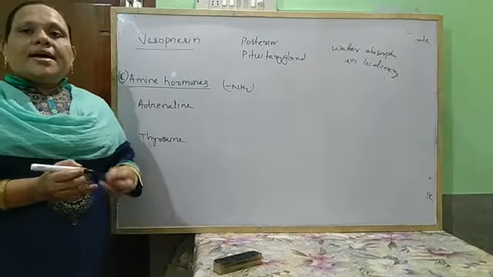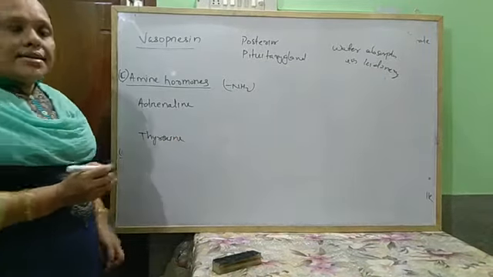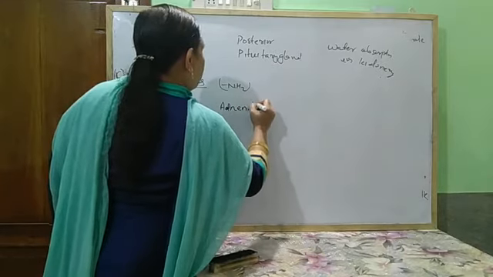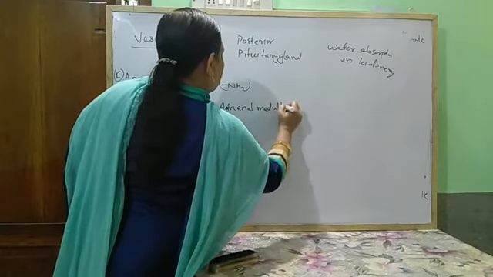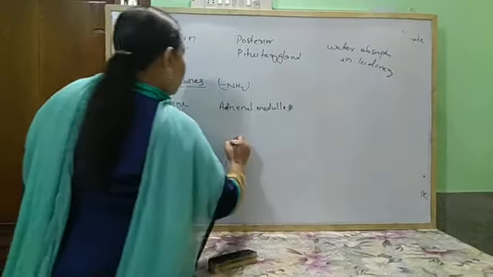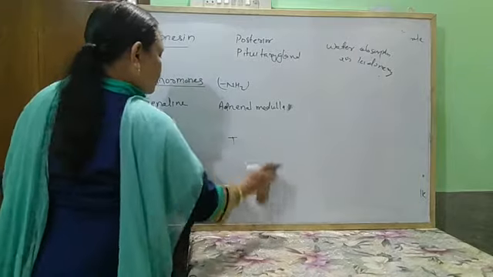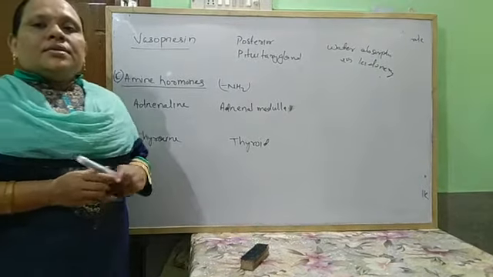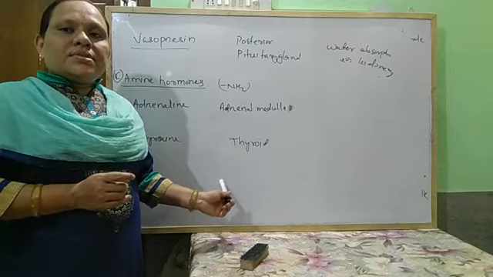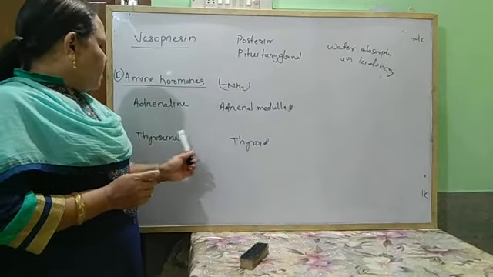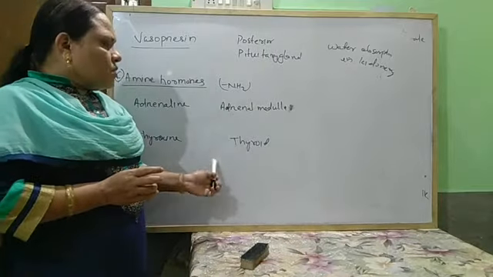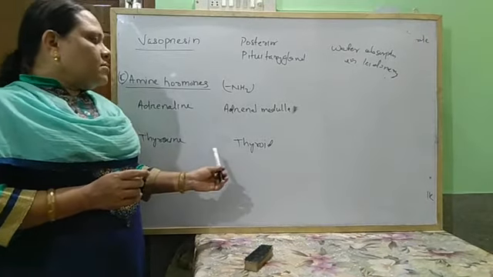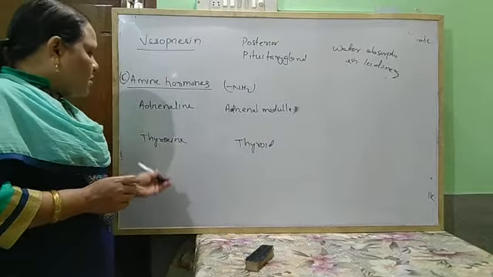Adrenaline is secreted from the adrenal medulla, and thyroxine is secreted from the thyroid gland. What is the function? Thyroxine controls the metabolism of carbohydrate, protein and fat. So this is the function of thyroxine.